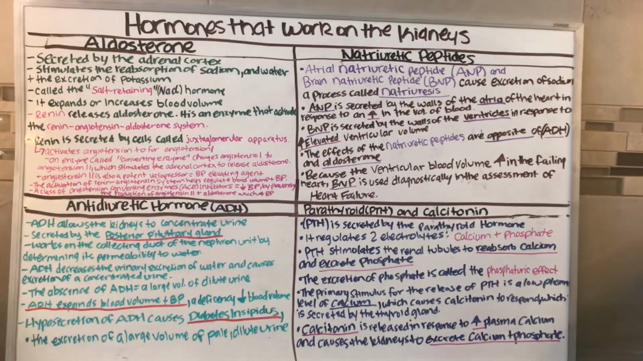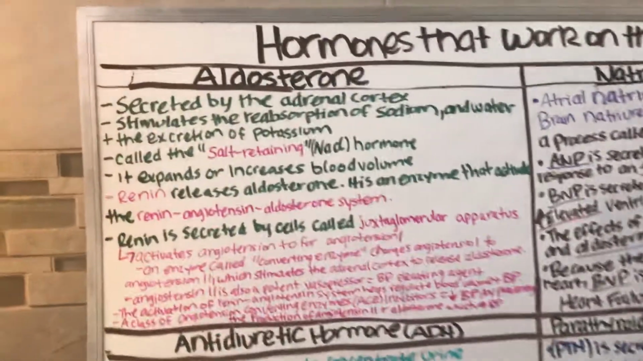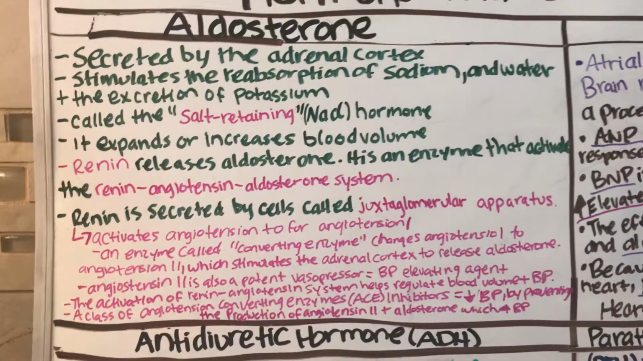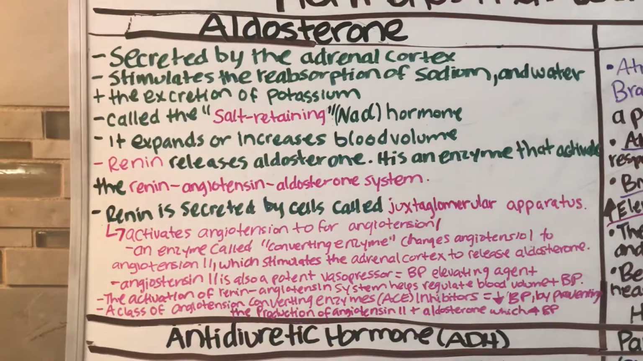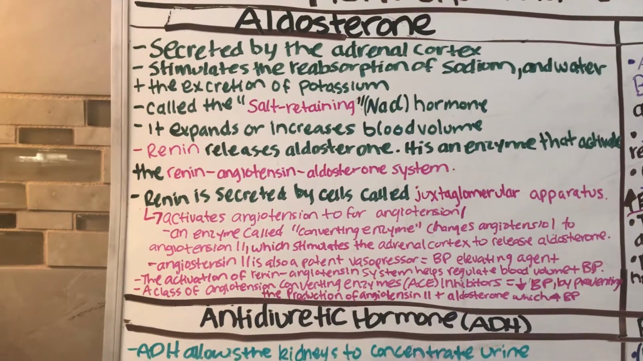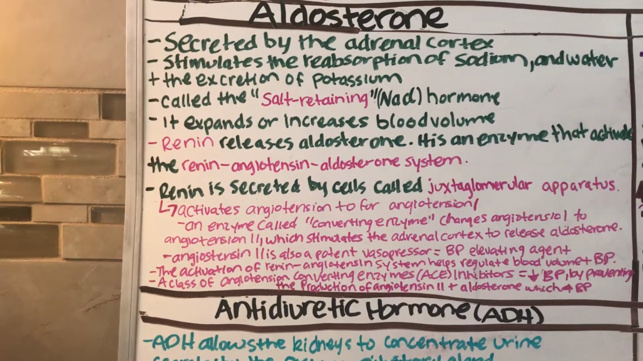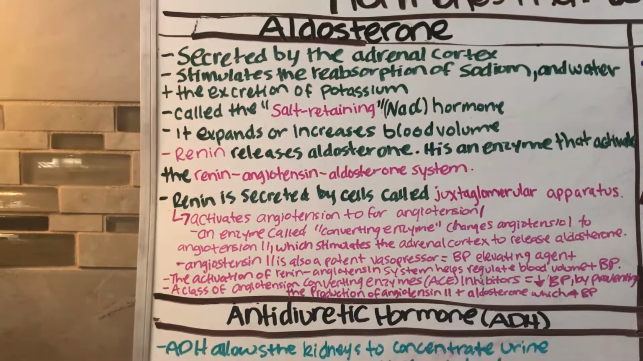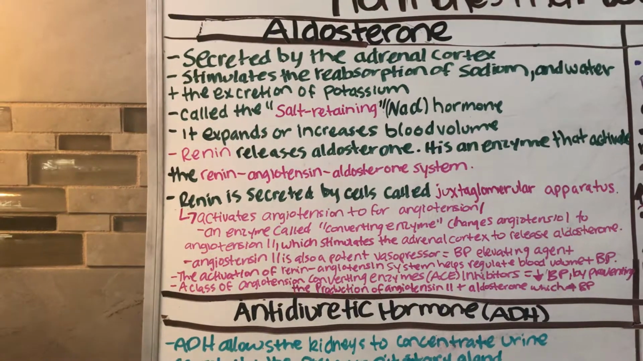Hormones that work on the kidneys. The first one is aldosterone. It is secreted by the adrenal cortex, and it stimulates the reabsorption of sodium and water and the excretion of potassium. It is called the salt-retaining hormone, and it expands or increases blood volume.